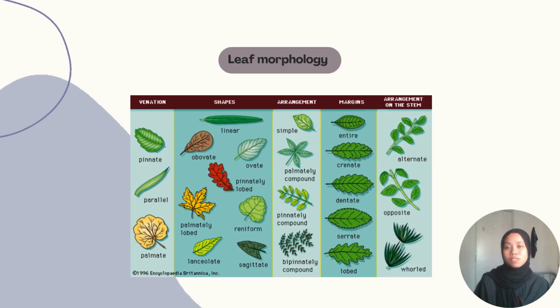Now let's talk about leaf morphology, which means the shape and structure of leaf. Leaves can be arranged in different ways, like alternate, opposite, or both. The margin can also vary, for example, smooth, serrated, or lobed. Shapes include ovate, lanceolate, and heart shapes, among others. Recognizing these differences is useful in plant identification.